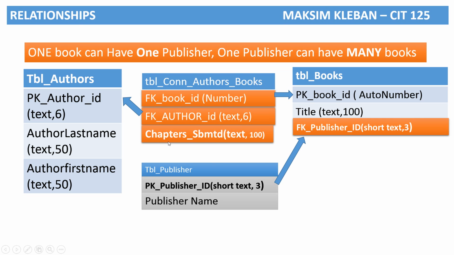Now, the last one, we will create table connection, which will create a many-to-many relationship between authors and books. It means one author can write many books, and each book can have more than one author, in other words, many authors. And table connection authors books will have foreign key book ID, which will relate to table books, and foreign key author ID, which will relate to table authors. And I will show you how to create a relationship between them.